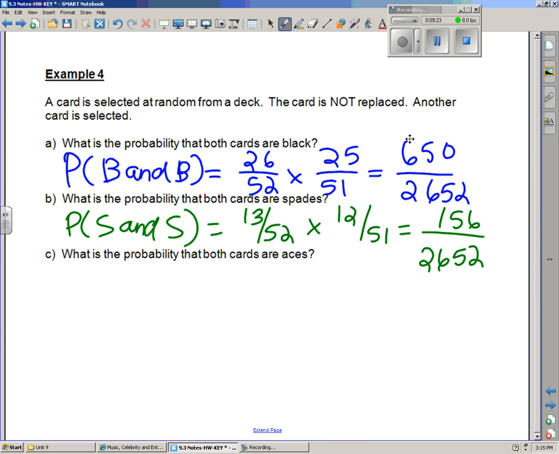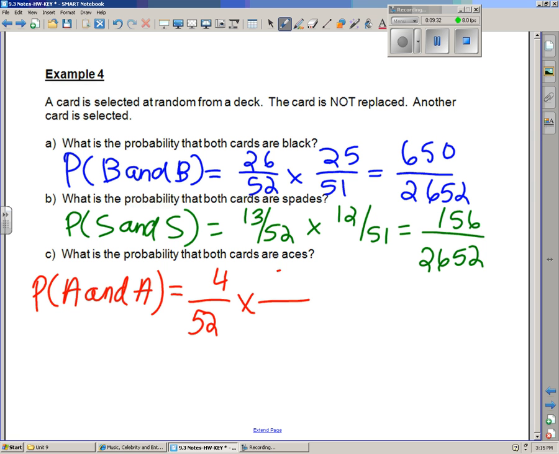What's the probability that both cards are aces? So probability of ace and ace. Well, 4 out of 52 aces in the deck. 1 comes out, 3 left, 51 total. 4 times 3 is 12, and the denominator is still 2652.